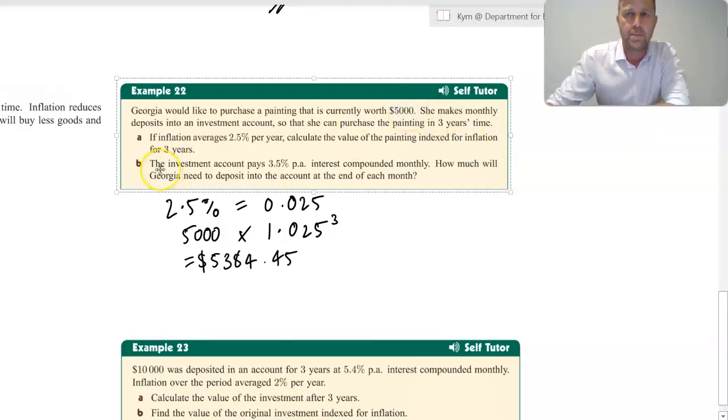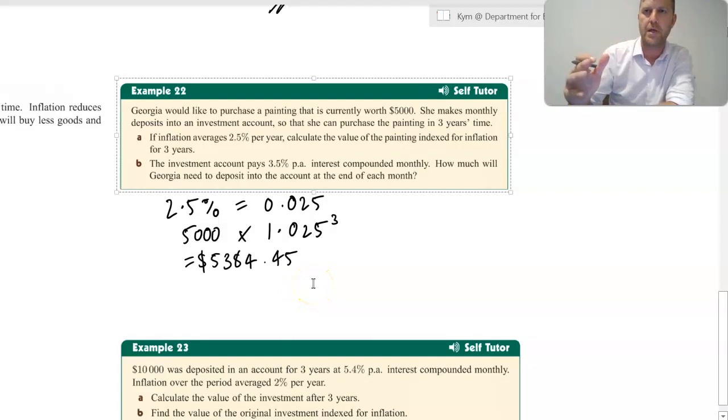Question B says the investment account she's putting money into pays 3.5% per annum, interest compounded monthly. How much will Georgia need to deposit into the account at the end of each month? So basically working out her PMT, how much she needs to pay into that account per month to get this amount, $5,384.45. We'll do that within the compound interest section, the finance function on our graphics calculator.